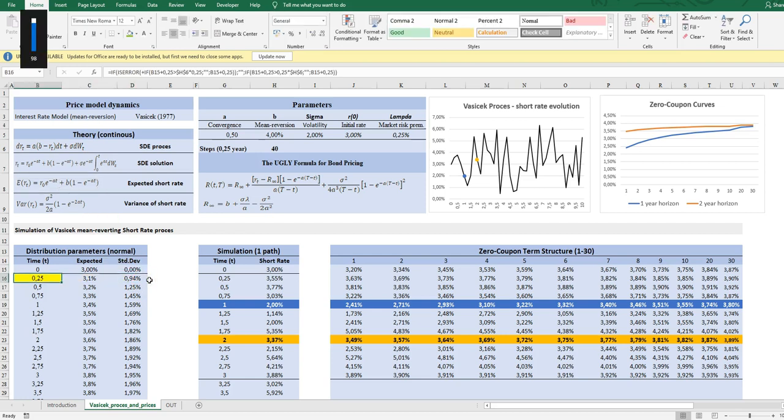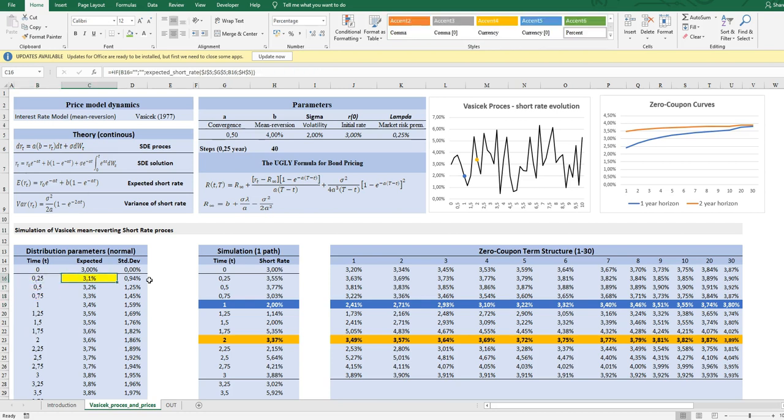Okay, then let's just try to simulate the Vasicek model over 10 years with 4 steps per year, so quarterly steps. For each step, I calculate an expected value from the expected value formula, and I calculate the variance, square root it, and get the standard deviation. So again, all we need are just the input parameters and the time.